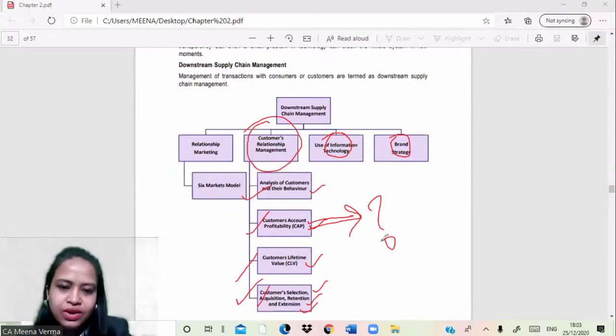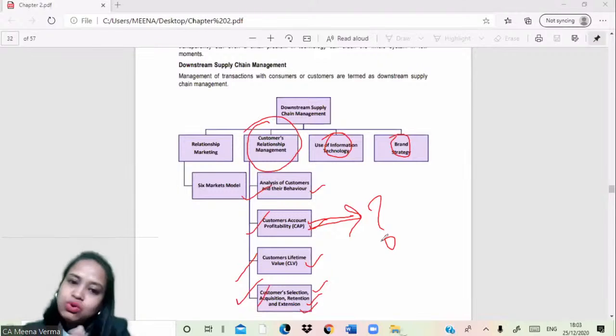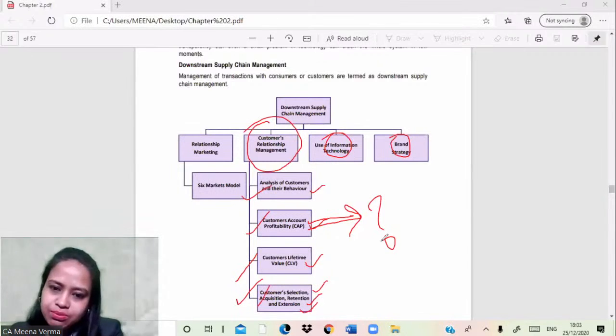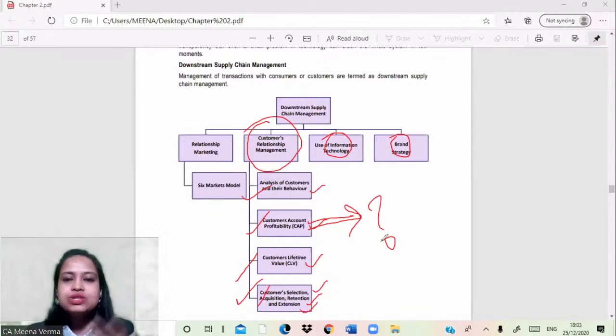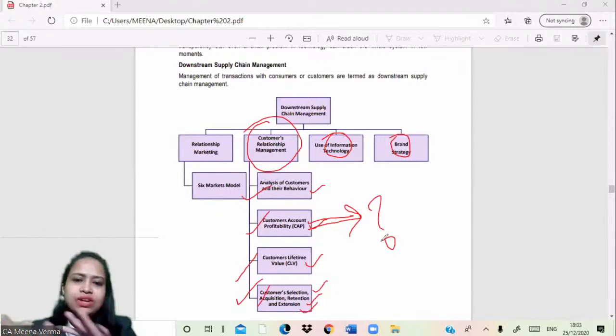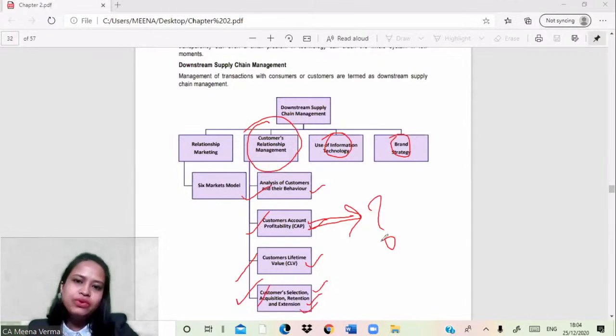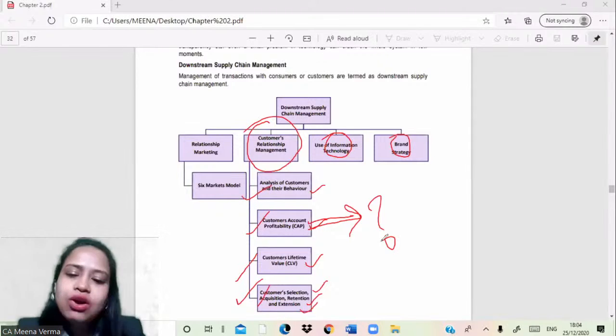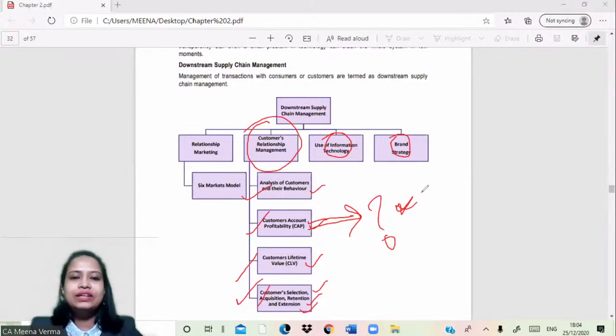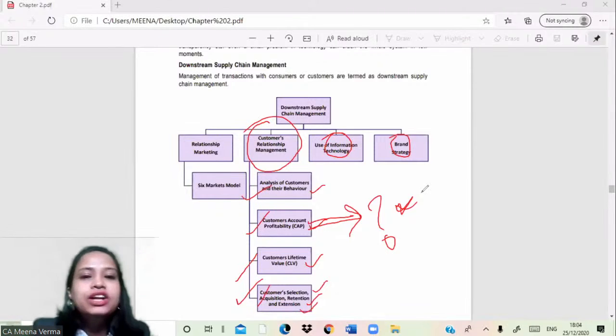We want to find the most profitable customer and the unprofitable customer, and we want to focus our resources on the most profitable customer. We will try to withdraw our resources from the least profitable customer, and implement strategies which help us convert less profitable customers into more profitable customers. For this, we first need to find the profitability of different kinds of customers.